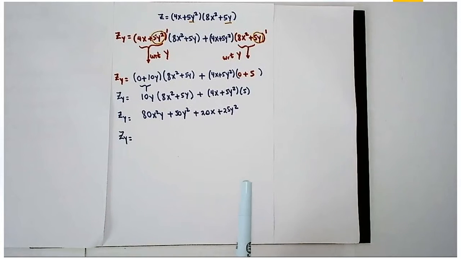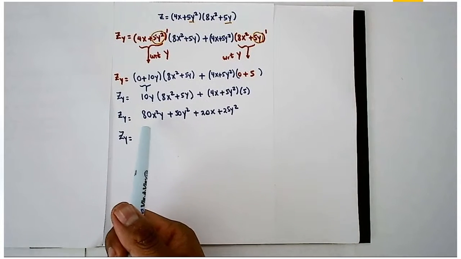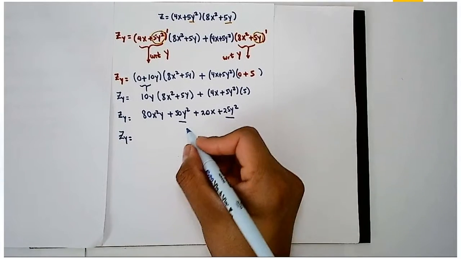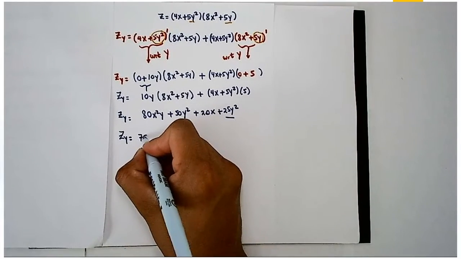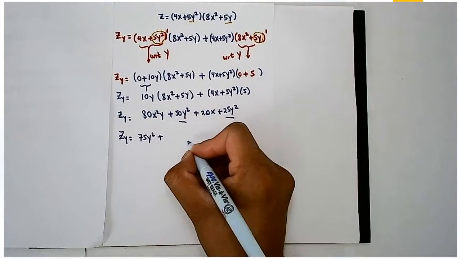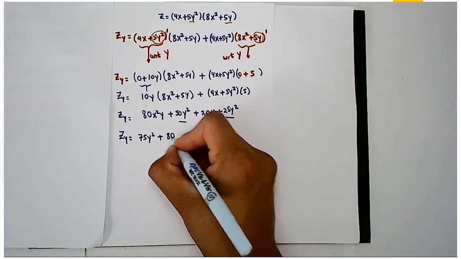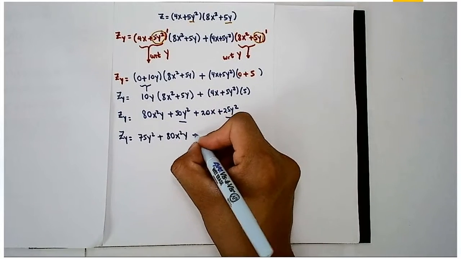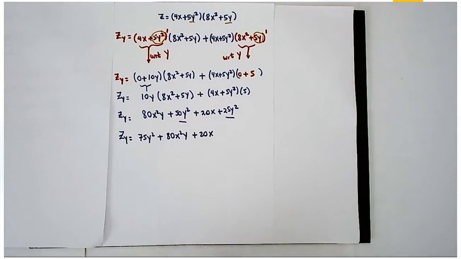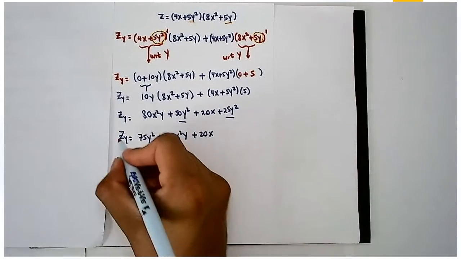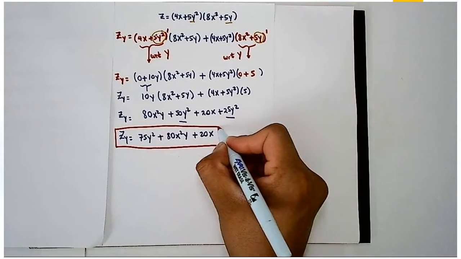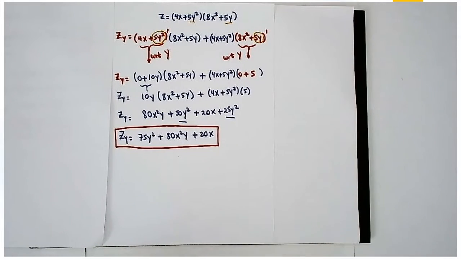Let's simplify these two terms and we will get 75y squared plus 80x squared y plus 20x. So that is the derivative of z with respect to y.